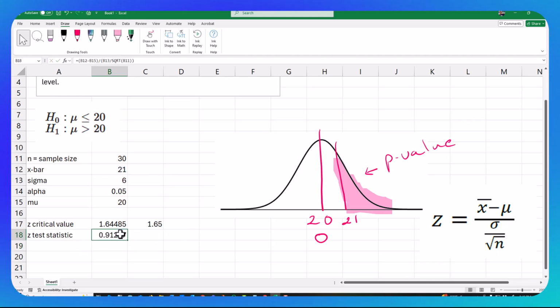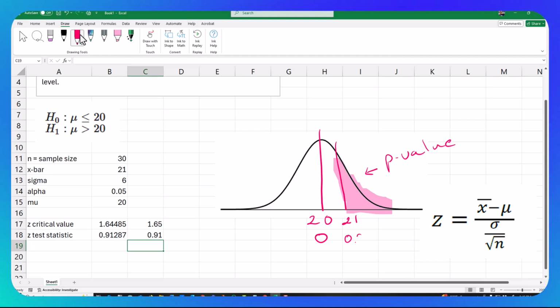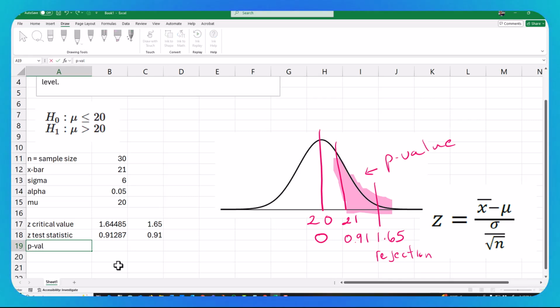Now this is important, and again, we'll put everything in terms of 2 decimals. This is saying this test statistic is right here, and we would reject way out here, beyond the 1.65. That is our rejection region. So we already know we are not going to reject. We fail to reject the null, but we can also find the p-value.